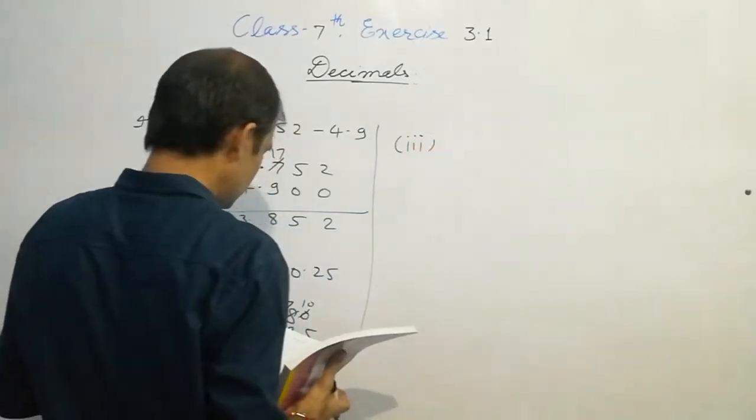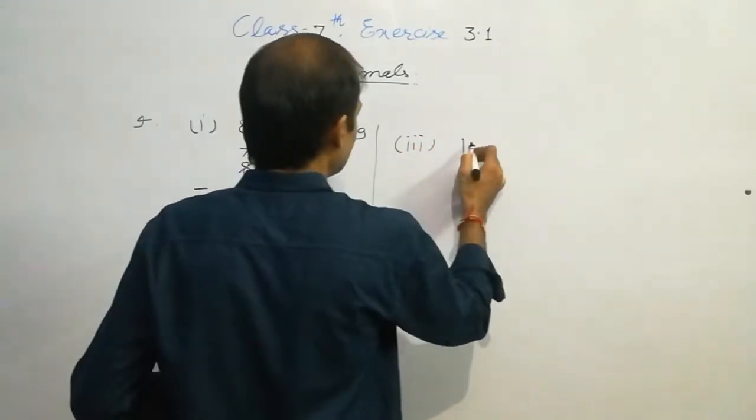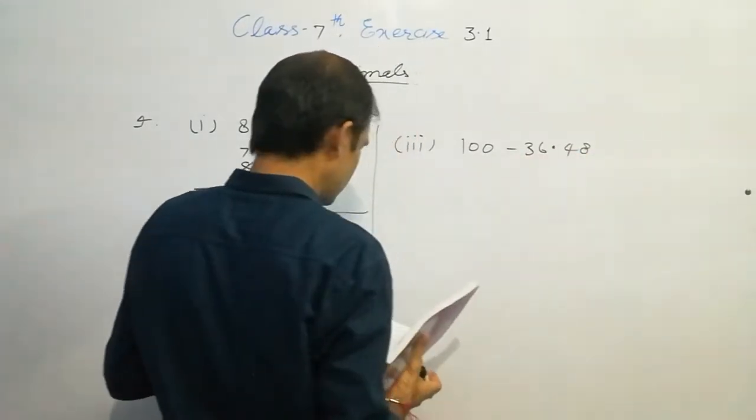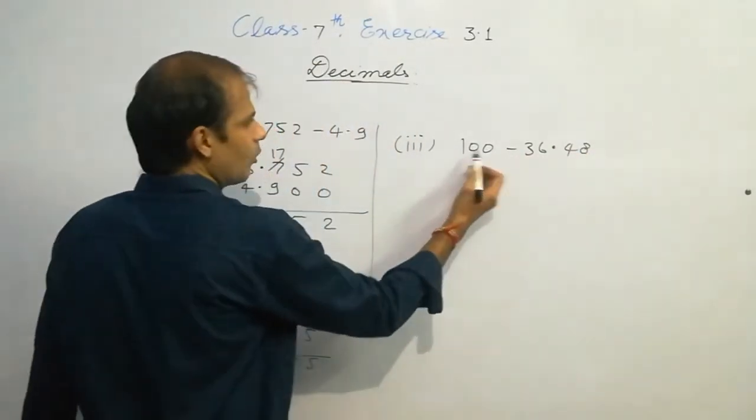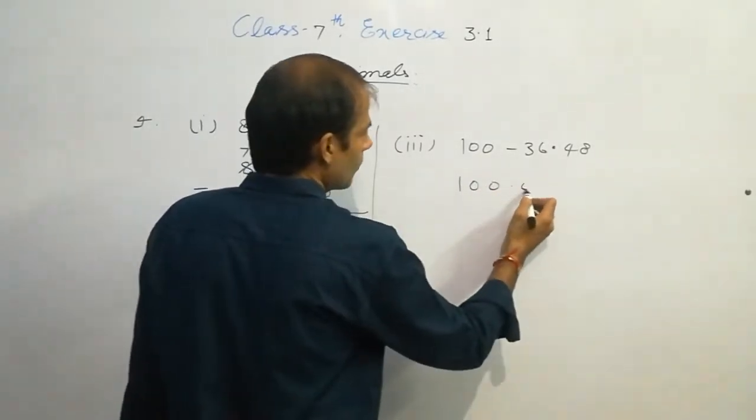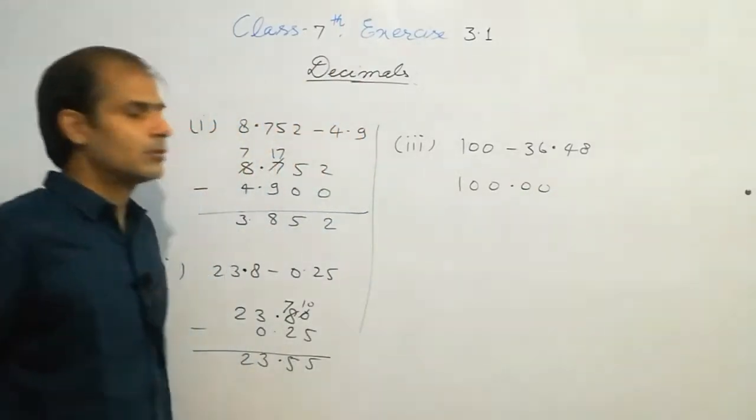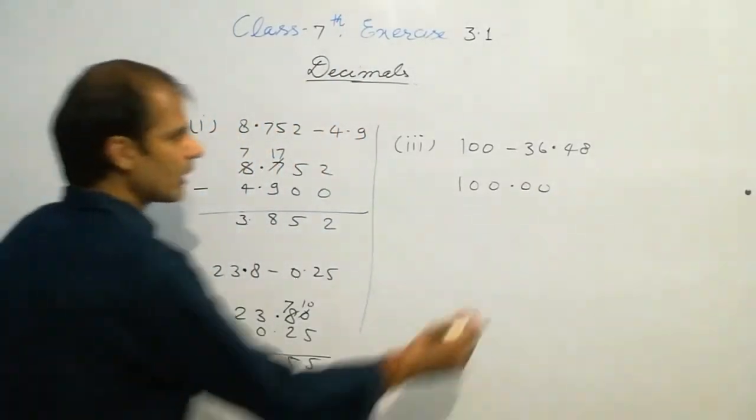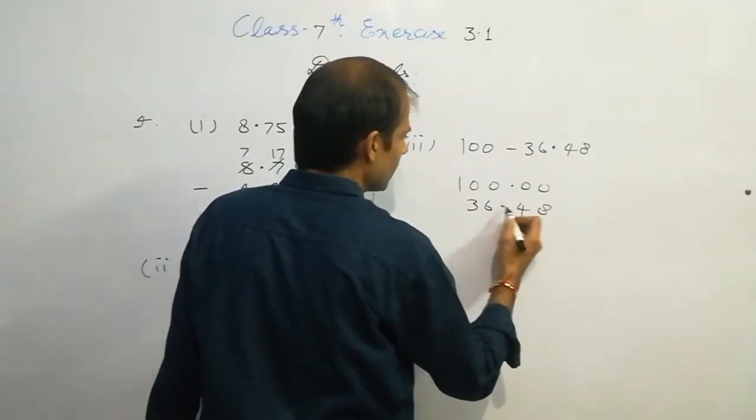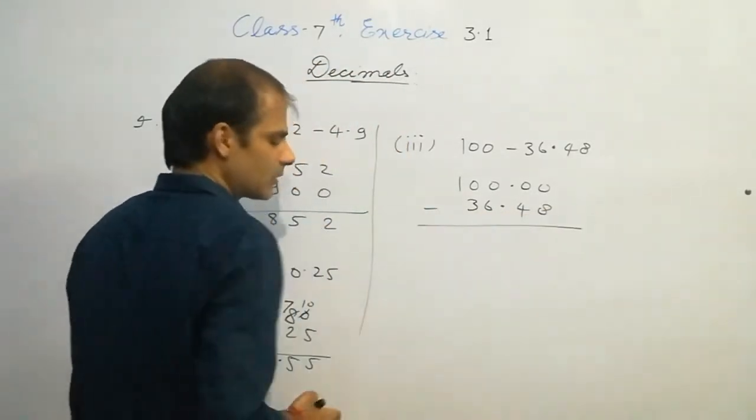Okay. Here I solve third part. 100 minus 36.48. So there is no decimal. It is a whole number. Now write 2 zeros after decimal because there are 2 digits after decimal. Then write 36.48. Finally perform the subtraction.